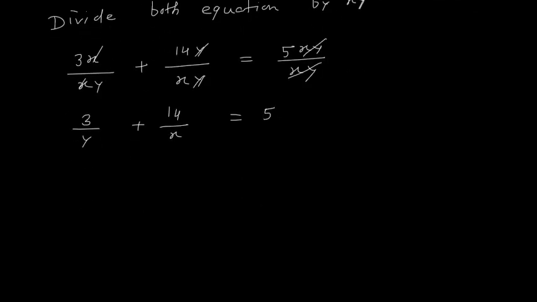Let us write x term first. So therefore I have 14 upon x plus 3 upon y is equals to 5. Let us consider this as equation number 3.